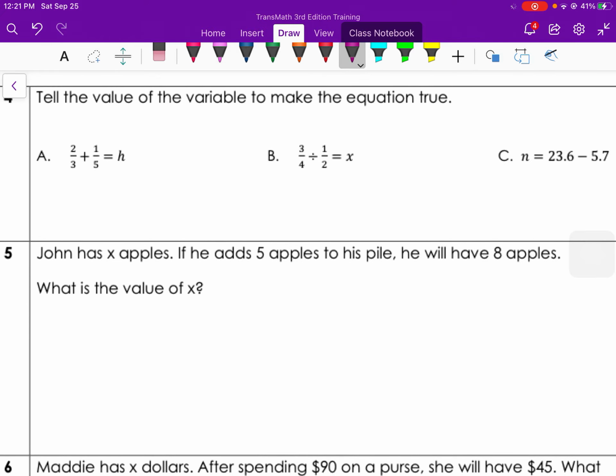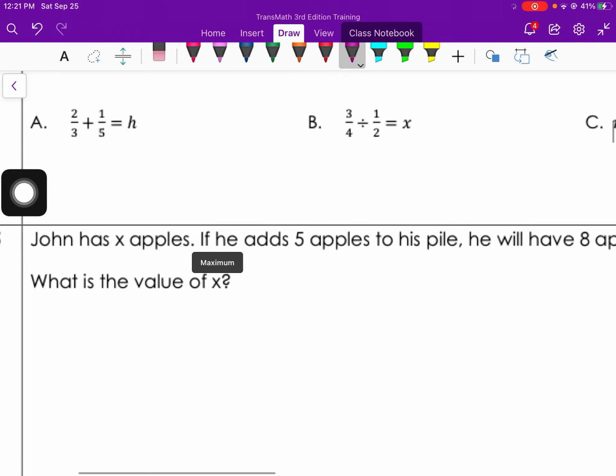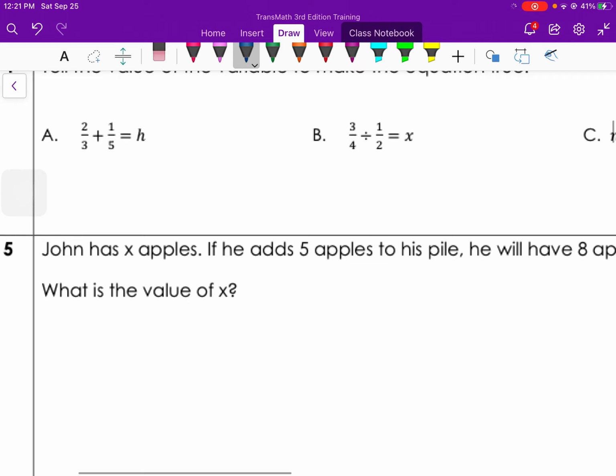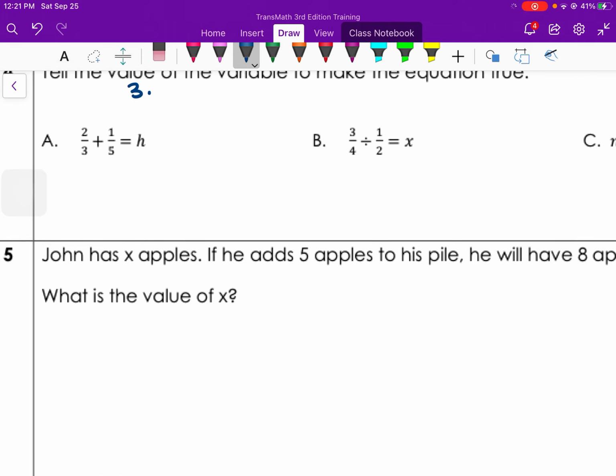All right. Here are some equations that involve some of the review that we have done in the past. We have 2/3 plus 1/5 equals h. So in order to solve for h here, we'll have to add these two fractions together. And remember, to add fractions, you have to have a common denominator. So a common denominator between 3 and 5. If we think about 3, 6, 9, 12, 15, I know I can make 15 from both 3 and 5.